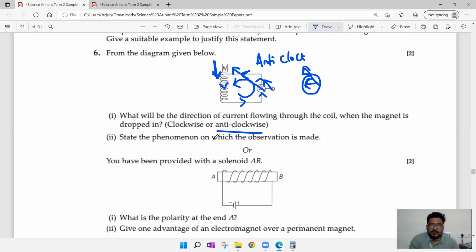Number 2. State the phenomenon on which the observation is made. I told you many times in the previous lectures also: whenever you have a coil and a magnet, then a galvanometer, you have to write it as electromagnetic induction.